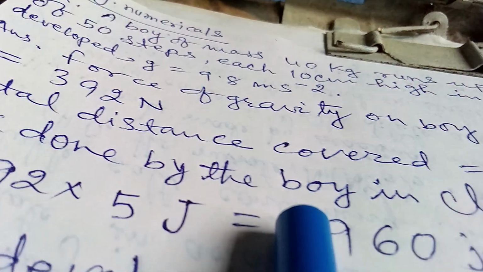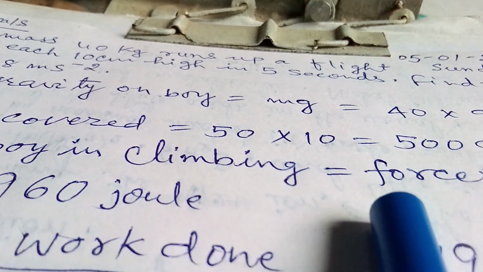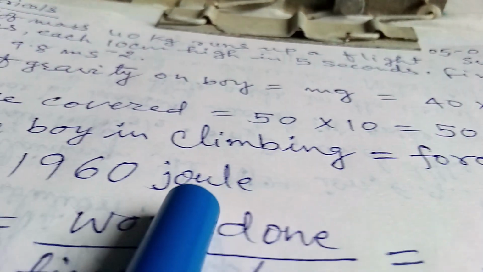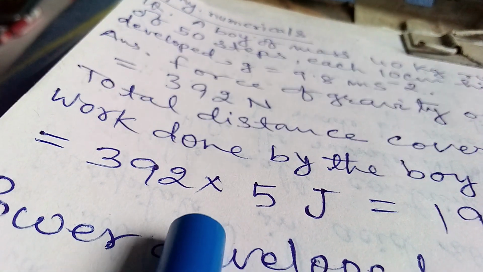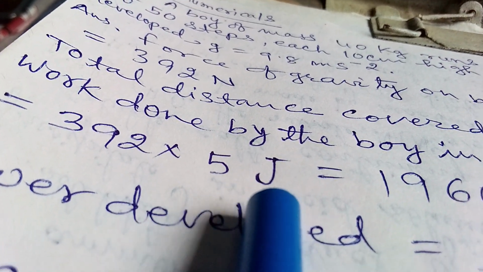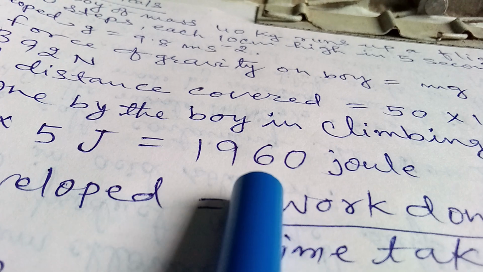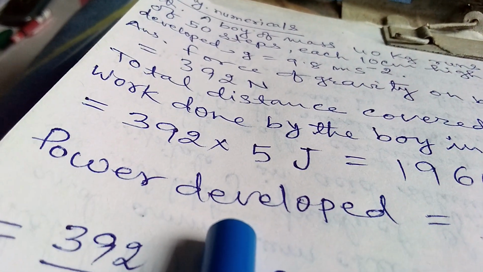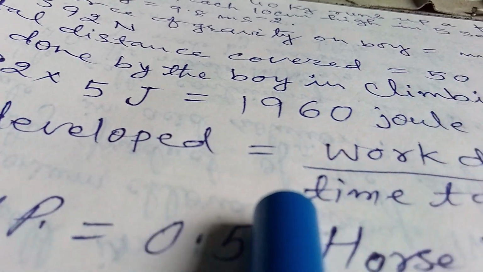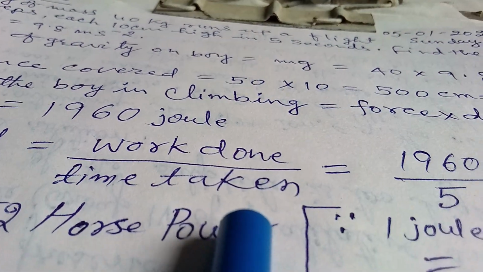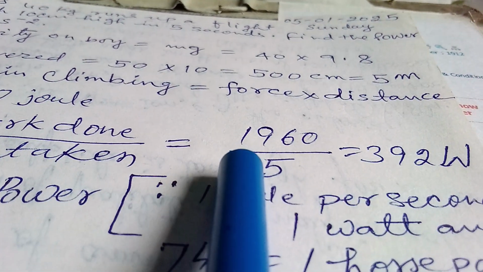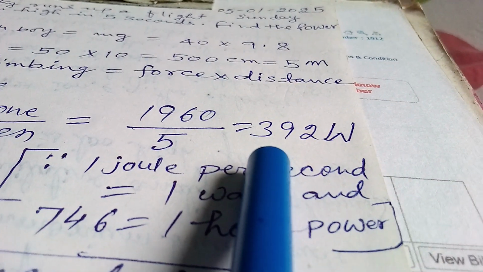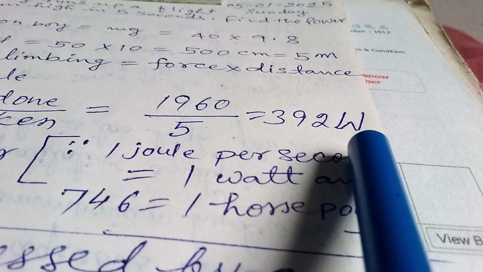Now work done by the boy in climbing is equal to force into distance, that is 392 into 5 joule, which equals 1960 joule. And power developed is equal to work done by time taken. So work done is 1960 divided by time taken, 5 seconds. So that is equal to 392 watt.